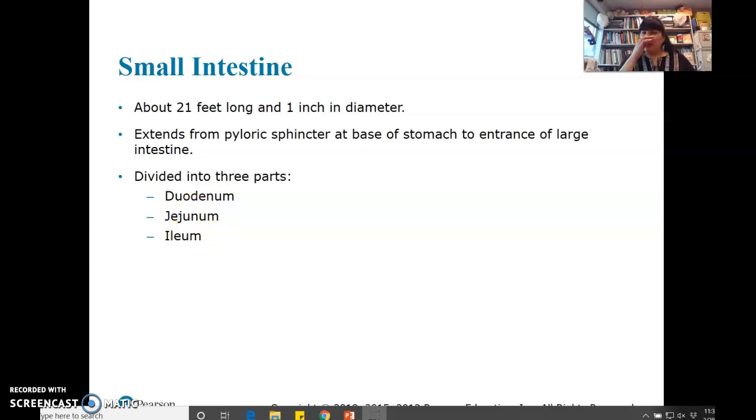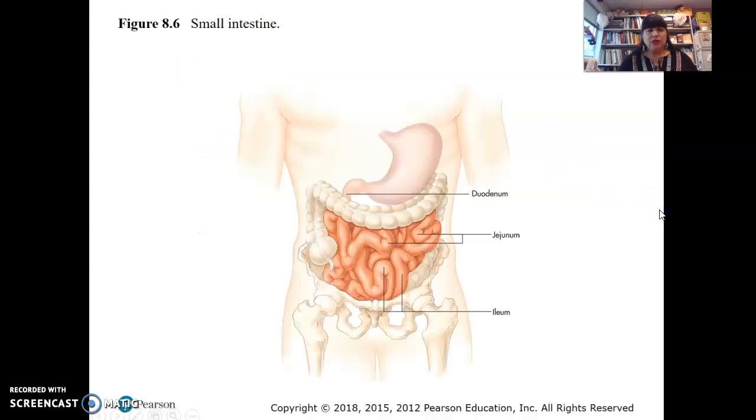Okay, so again, the small intestine is called small. That's not because it's short, it's long, but it's the diameter. It has a 1 inch diameter. So there it is: the duodenum, the jejunum, the ileum.